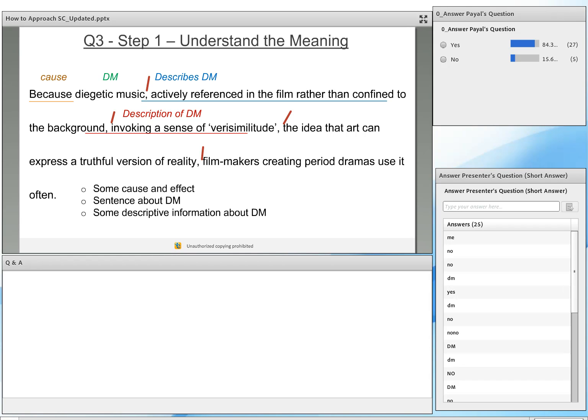So filmmakers creating period dramas use it often. Now, what the sentence is saying is that there are these filmmakers who create period dramas, who create a certain kind of movies, and use it often. Use what often? It definitely should refer to diegetic music. Okay, why? Because we're talking about what diegetic music is, and now the author is saying that filmmakers who create these period dramas use diegetic music often.